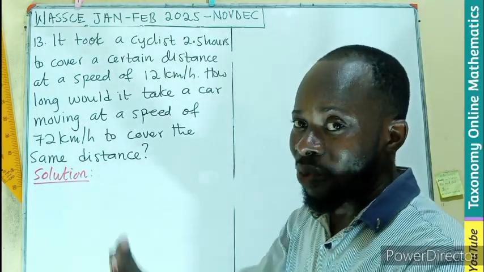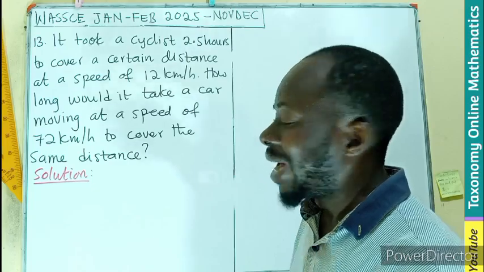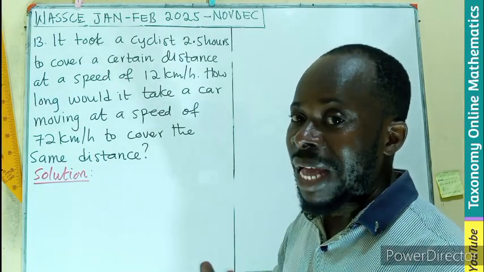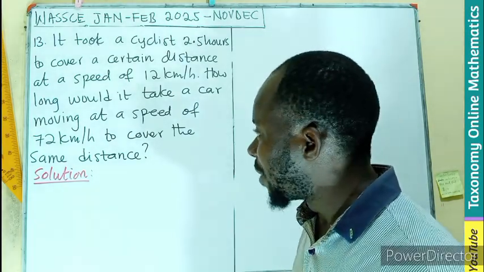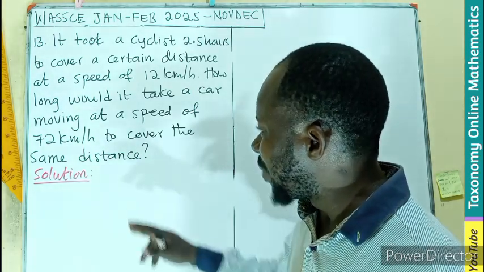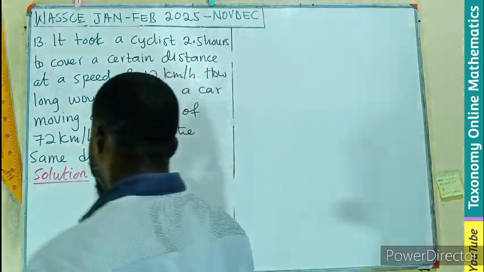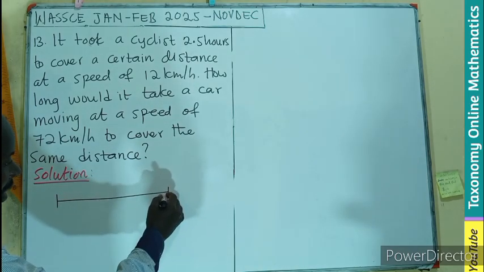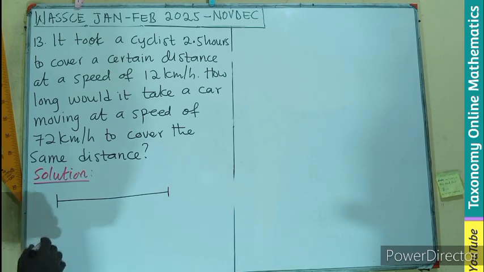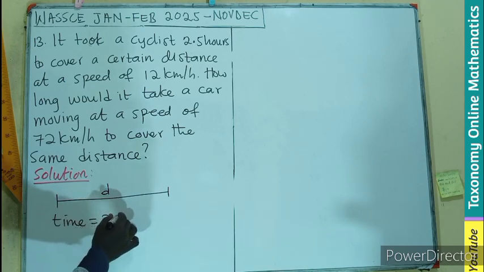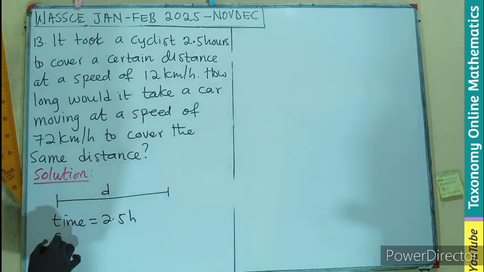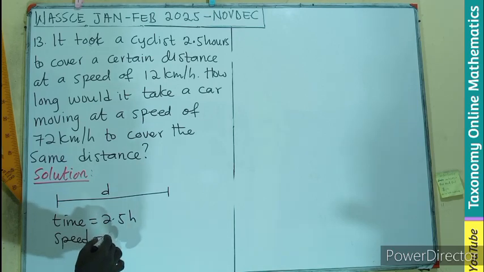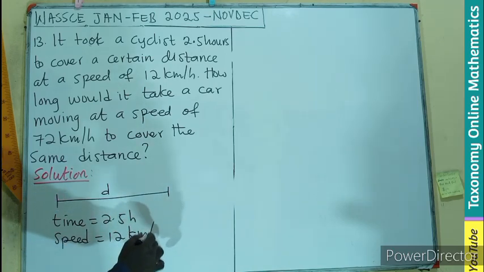It can be taken as a rate question. It can also be taken as direct proportion or indirect proportion, but I will take it as rate. Now, since we are talking about the same distance, this is the distance we are looking for. Then the time taken to do that is 2.5 hours. The speed for the journey is 12 kilometers per hour.